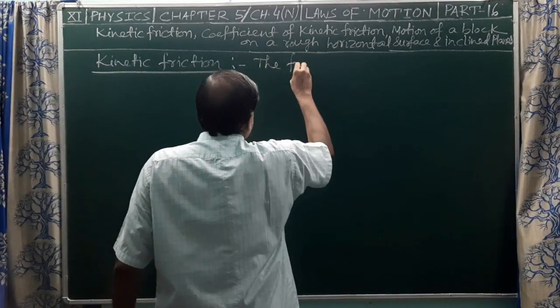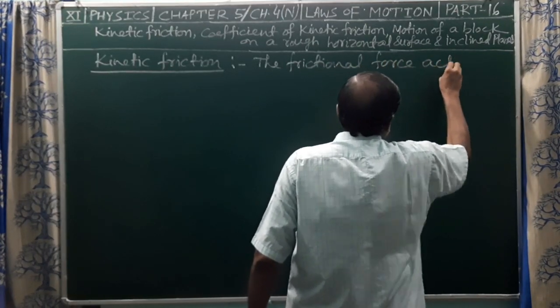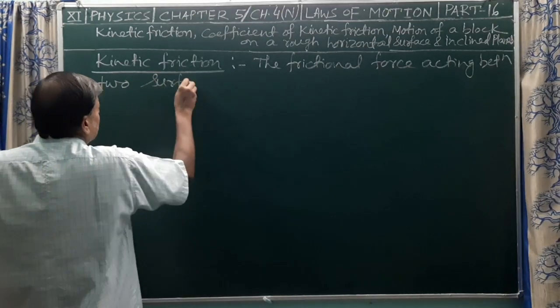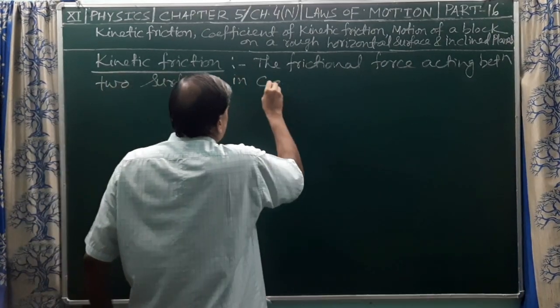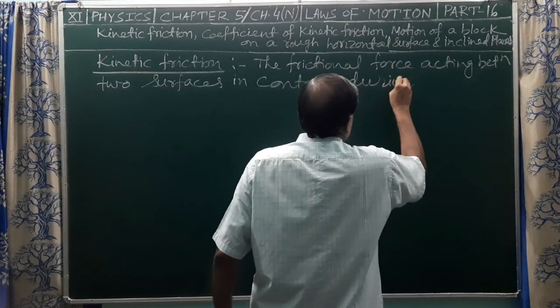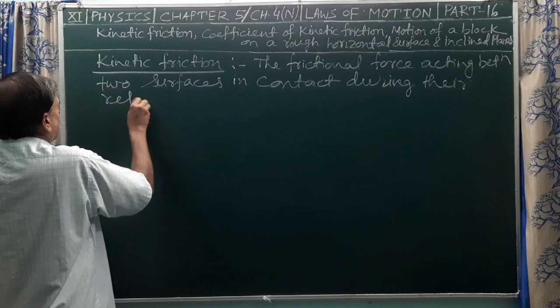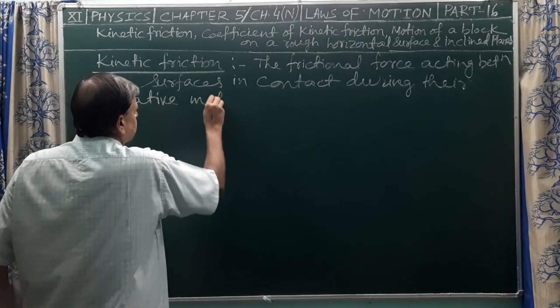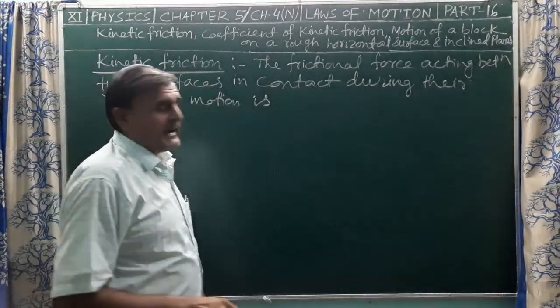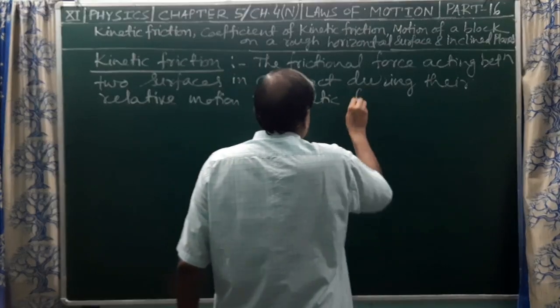The frictional force acting between two surfaces in contact during their relative motion is called kinetic friction. There are two types of kinetic friction. First is sliding friction and second is rolling friction.